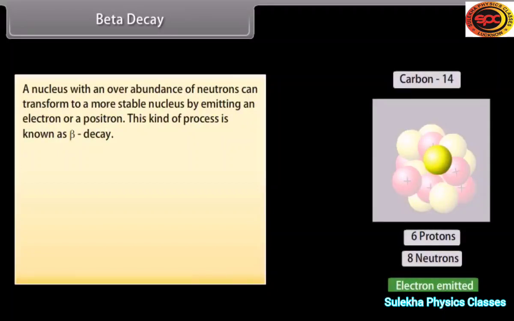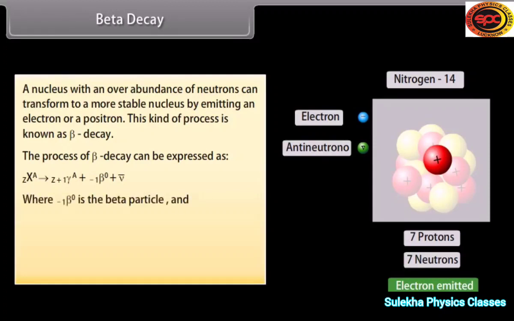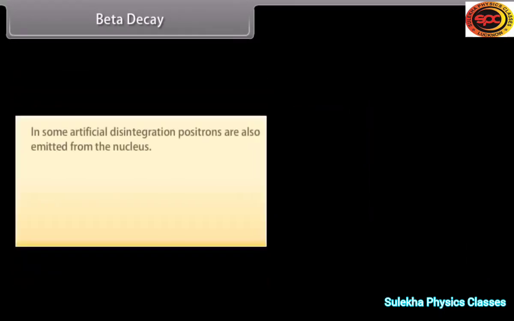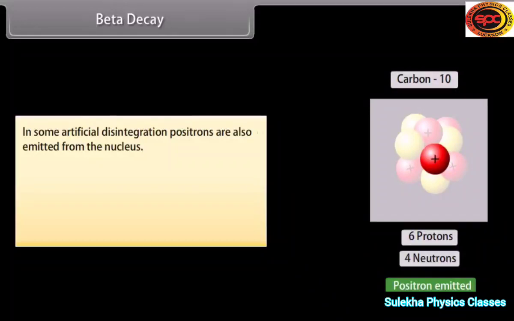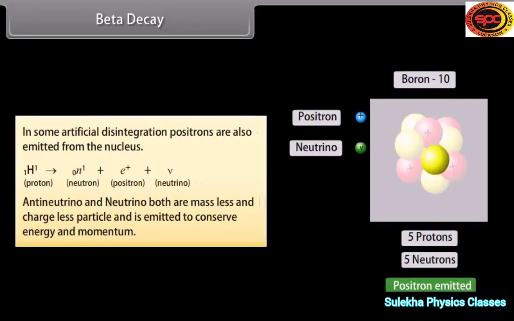Beta decay. A nucleus with an overabundance of neutrons can transform to a more stable nucleus by emitting an electron or a positron. This kind of process is known as beta decay. This process of beta decay can be expressed as, where the first is the beta particle and the second is the antineutrino. For example, in some artificial disintegration, positrons are also emitted from the nucleus. Antineutrino and neutrino are both massless and chargeless particles and are emitted to conserve energy and momentum.